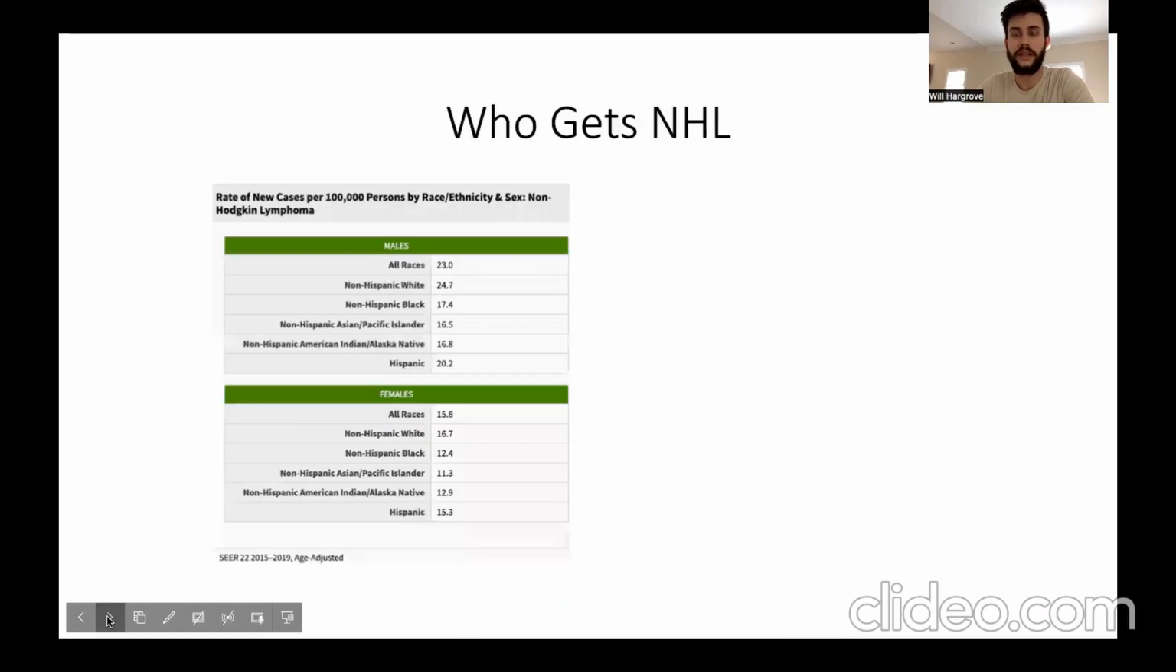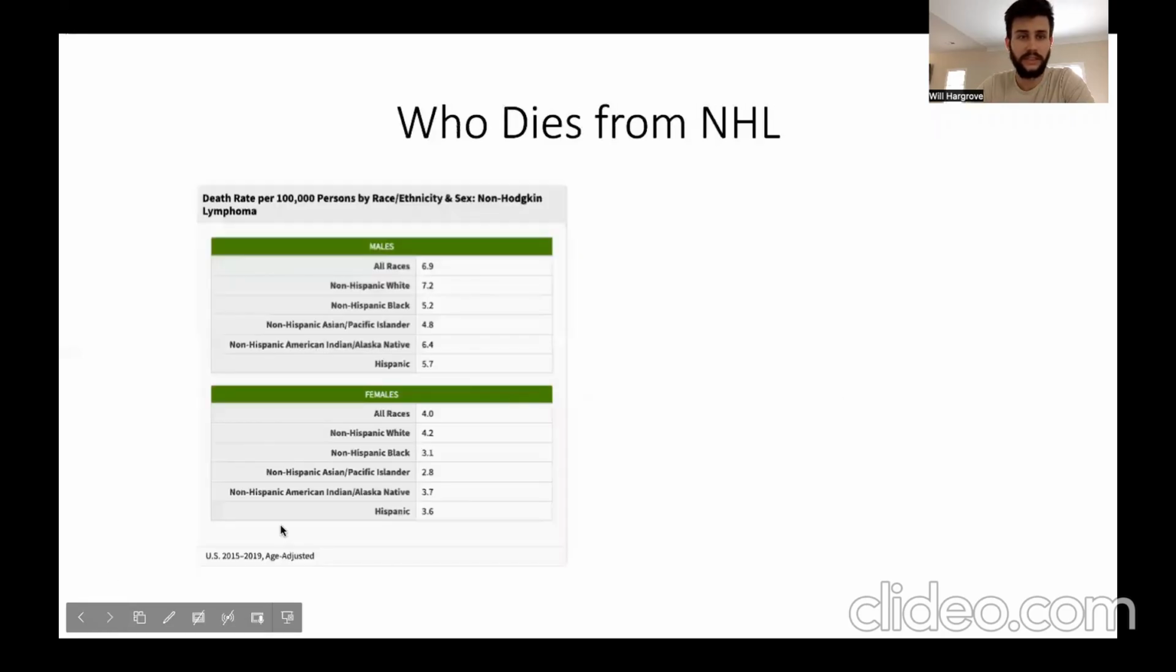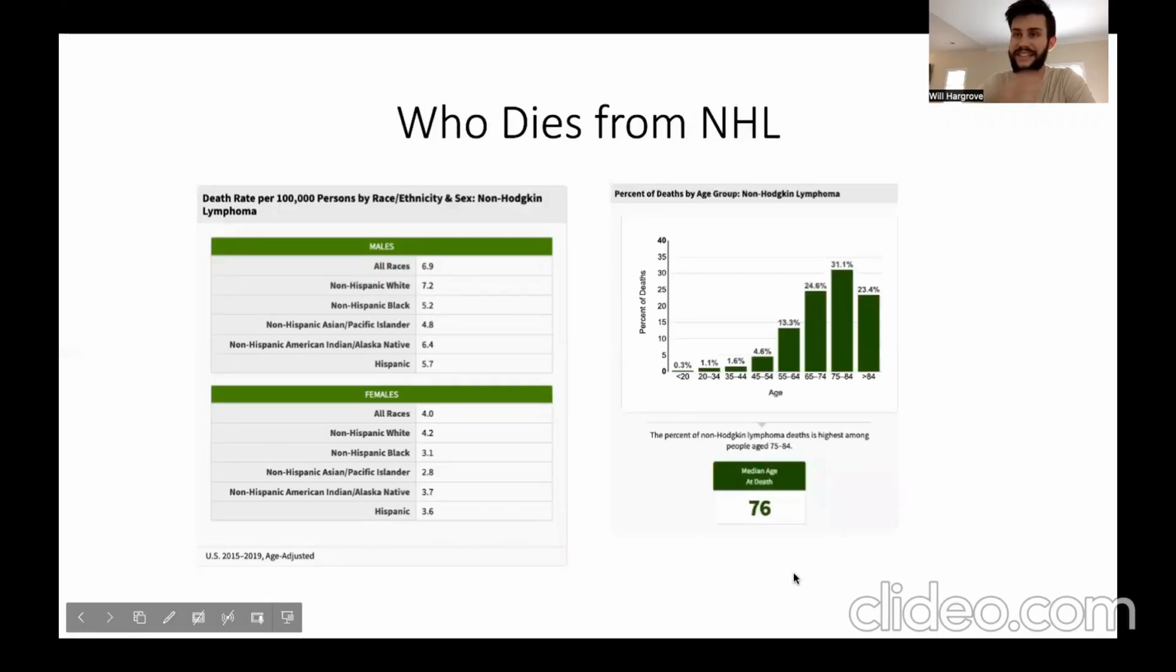All right, so who gets NHL? This is per 100,000 people, and this is age information as well. Males are flat out more likely to get it, but the most likely are white males, and the average age is 67. Who dies? Once again, this is from SEER, and this is age adjusted as well. Most likely are men compared to women, and white males are more likely to die. The average age of death is 76.